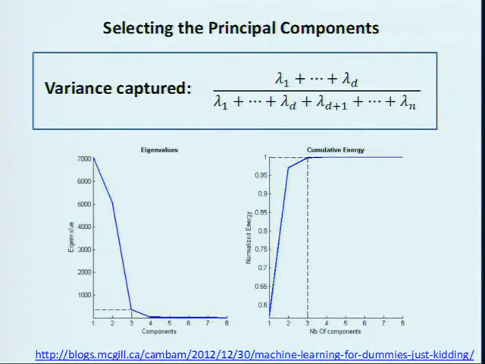So the first one was 7,000. The second one was more or less 5,000, and the third one, from here I would call it 300. So you can see that when you want to choose the number of dimensions that you're going to use, you have to hunt for this kind of elbow in the eigenvalues.